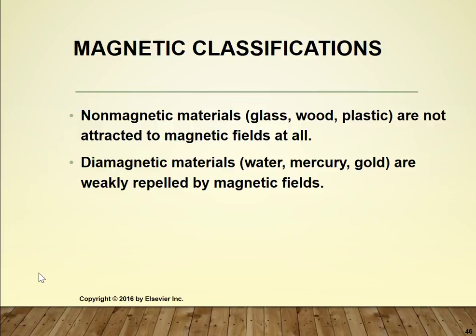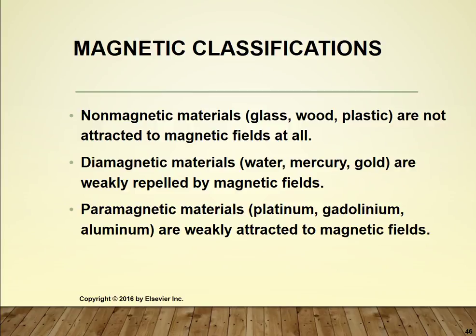Diamagnetic are weakly repelled, so that's water, mercury, and gold. And I said diamagnetic earlier when we were talking about electricity. And then you have paramagnetic materials that are also weakly attracted, so the dia are weakly repelled, para are weakly attracted, so that's platinum, gadolinium, and aluminum.